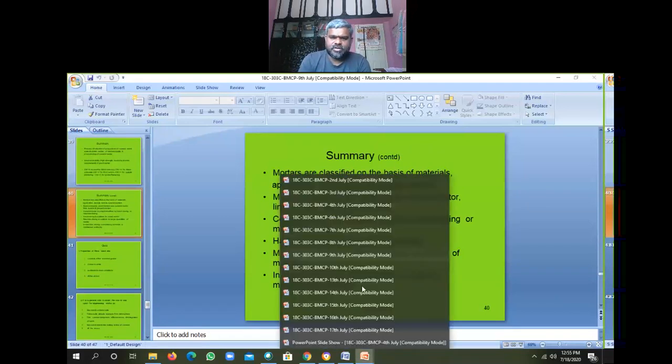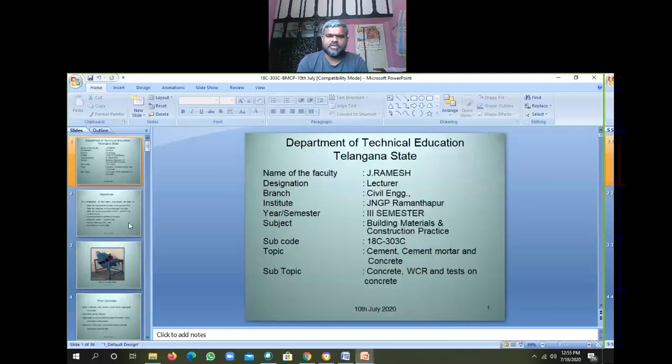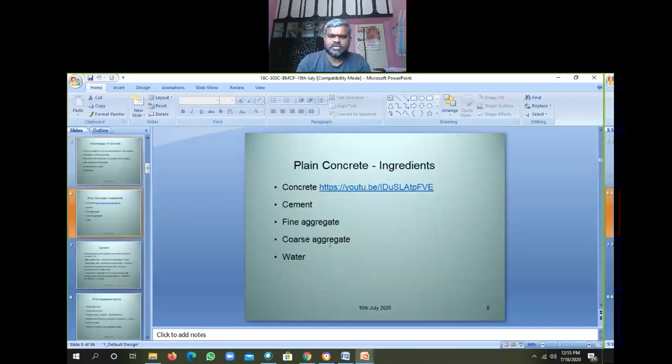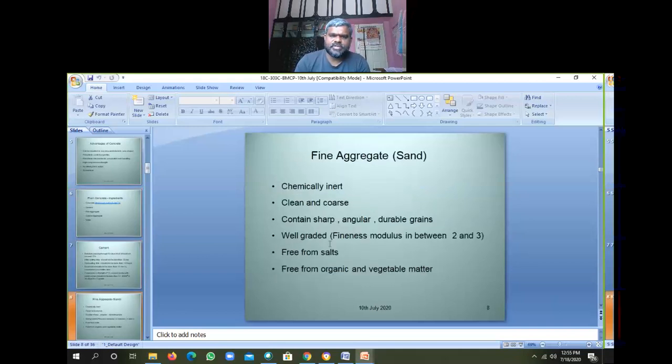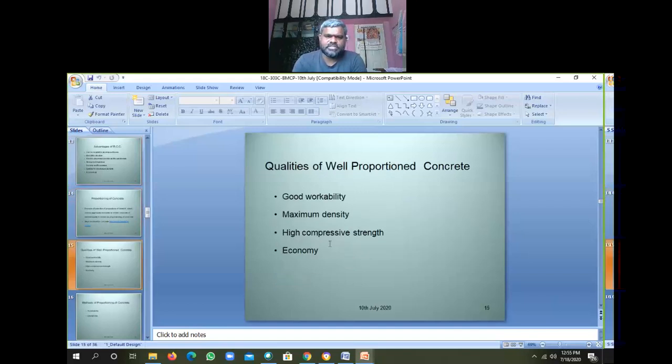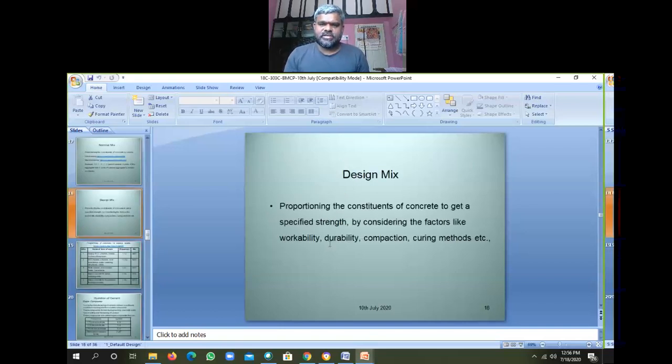Next we enter into the concrete. We discussed concrete deliberately for 2, 3 classes, right? Ingredients of concrete: the main ingredients are cement, fine aggregate, coarse aggregate, and water, sometimes admixtures also. Then the advantages of RCC, what is PCC, what is RCC: plain cement concrete. We know that concrete is weak in tension, so we are adding reinforcement to make the concrete resist tensile forces also. That is called RCC, which we have seen.